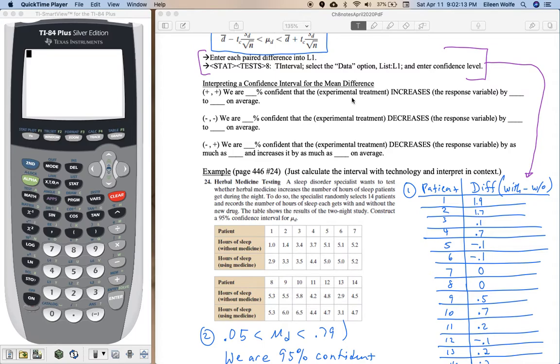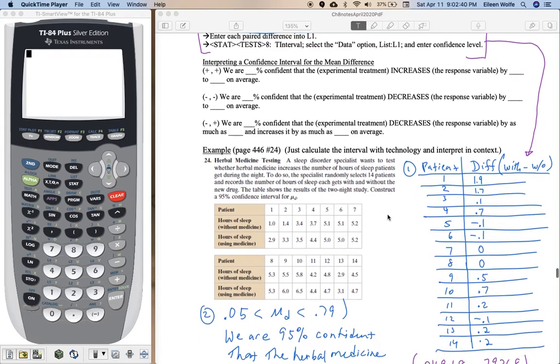And then the reason for the language experimental treatment and response variable is that many of these questions in this section describe an experiment that was carried out, so it makes sense that we're using the language of treatment and response. If we have two negative endpoints, we'd interpret that as a decrease from blank to blank on average. And if we have a negative and a positive, well, then we could have a decrease by a certain amount to an increase by a certain amount on average. Okay, so let's see the model problem.